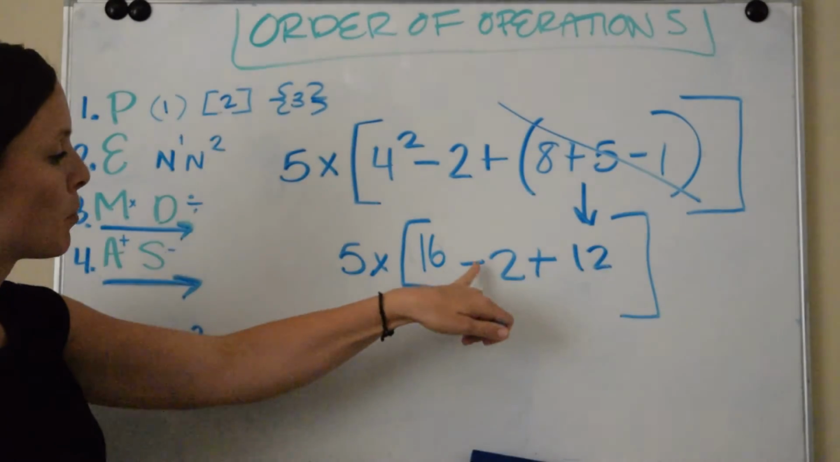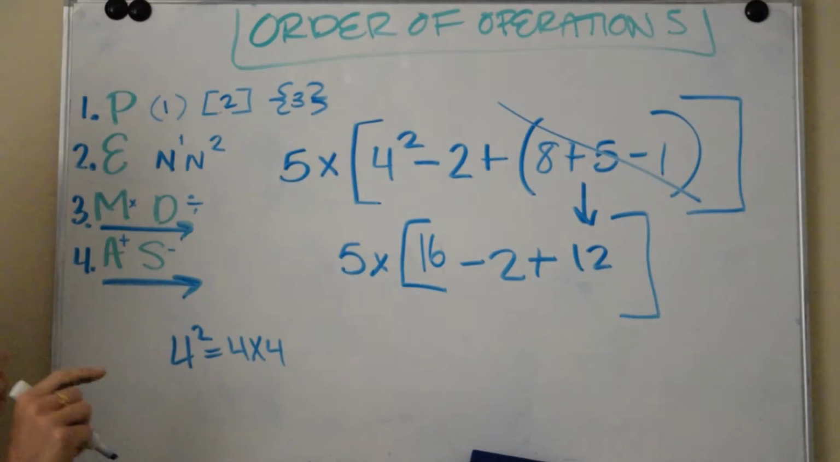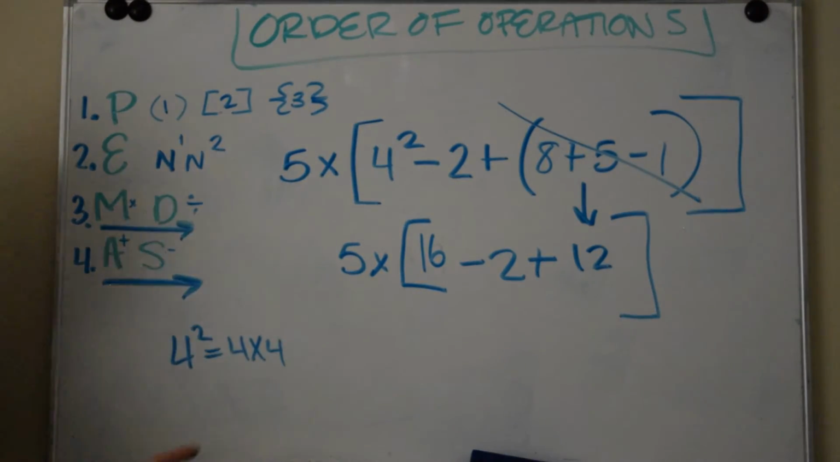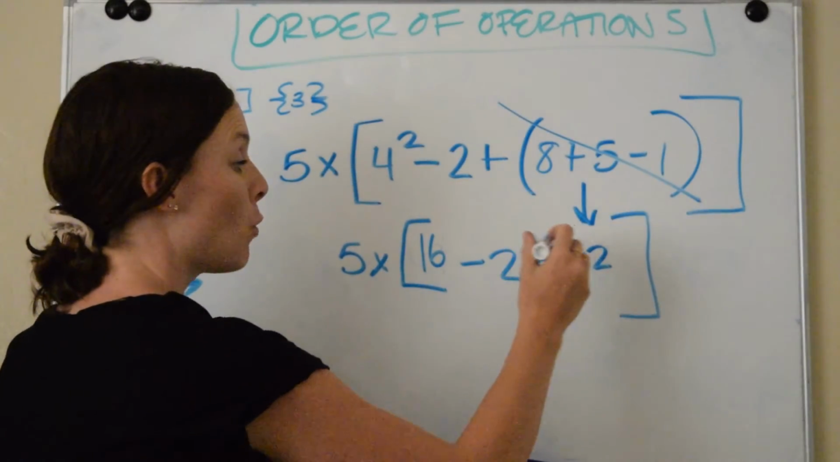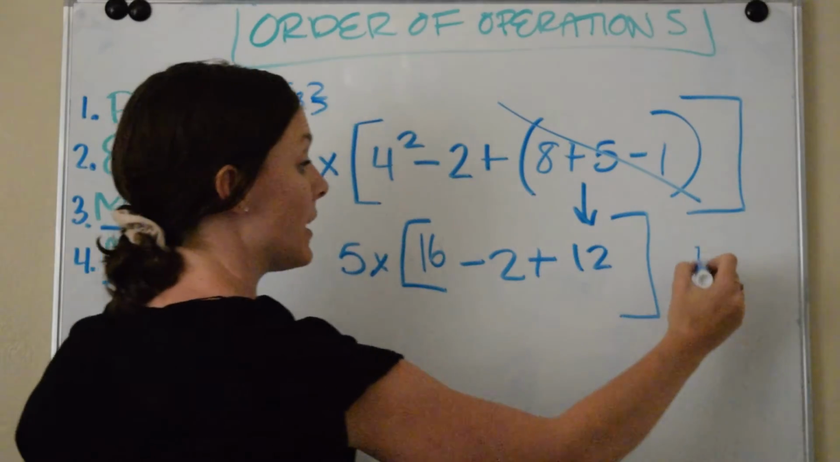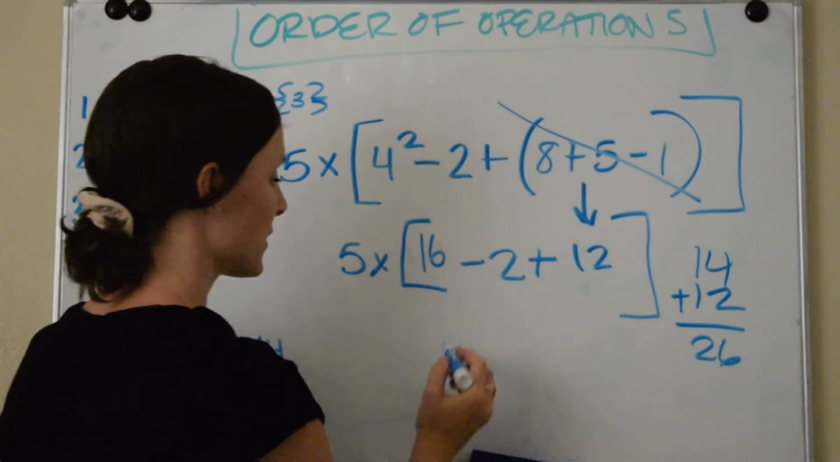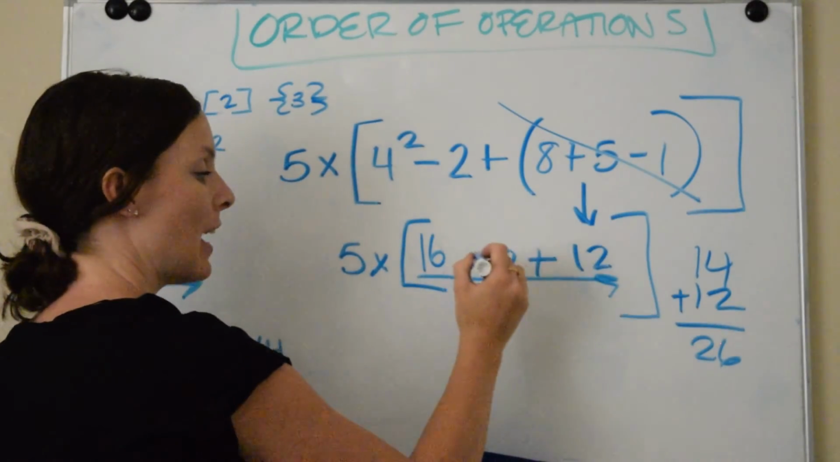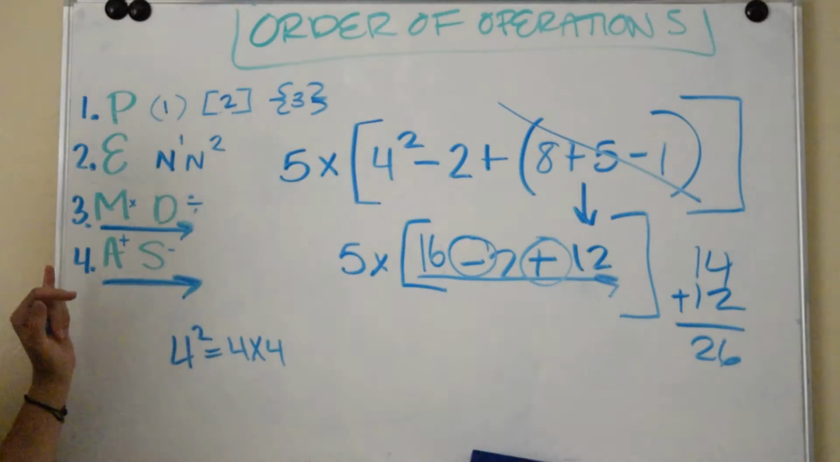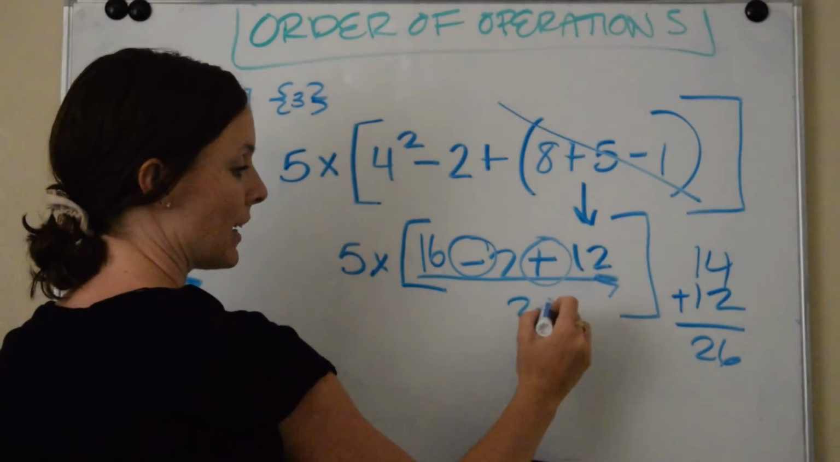And now I have subtraction and addition. Remember, if you have both of them, solve it left to right. 16 minus 2 is 14, and 14 plus 12 is, let's stack it and solve, is 26. So I just solved this whole thing from left to right because I had subtraction and addition, and that's what this means right here. So I solved it and I get 26.